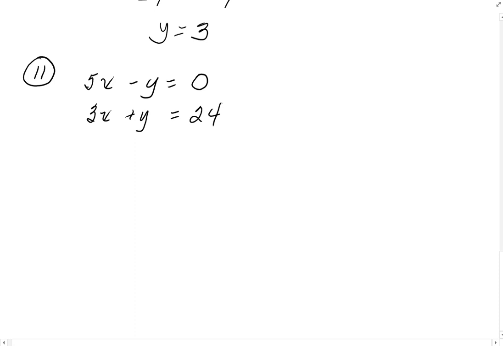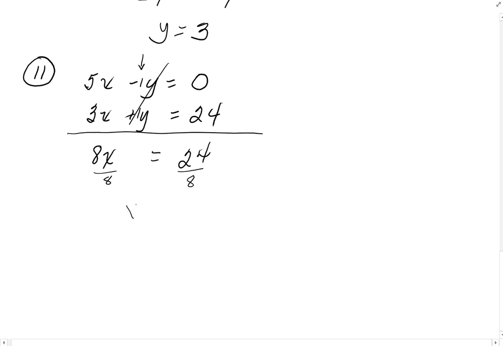Now, I feel happy again on this problem because look at the y's. You have negative 1 and positive 1. You've got a pair of opposites, so you can jump right in and add them. 5 and 3 is 8x. The y's cancel out. 0 plus 24 is 24. Divide by 8. x is 3.